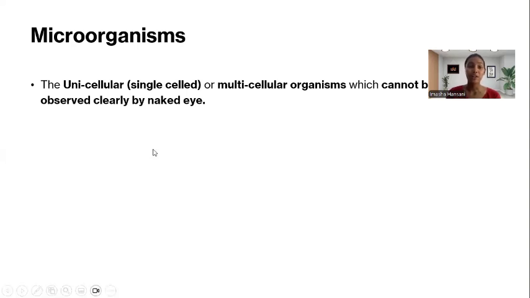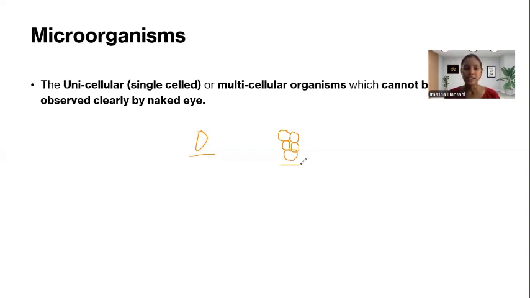So we have a good definition given in our textbook, that is, unicellular or single-celled. What is unicellular? If suppose this is a cell, and if one cell is there, we call it unicellular or single-celled. And it says unicellular, single-celled or multicellular organism. Multicellular. So here I have drawn a unicellular organism and there I have drawn a multicellular organism. So now you know that unicellular means only one cell. Multicellular means there are many cells.